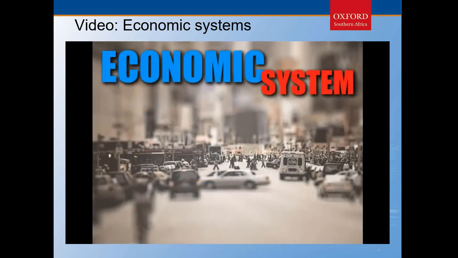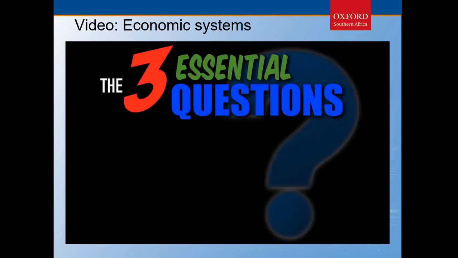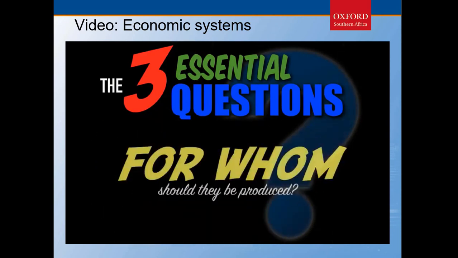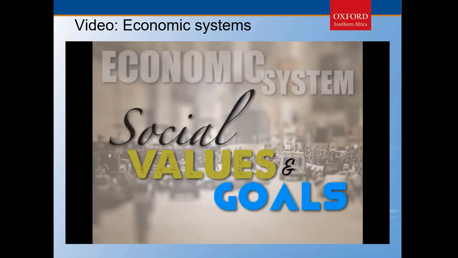An economic system is a mechanism used by a society to determine how to best allocate scarce resources. These various economic systems help to answer the 3 essential economic questions of what to produce, how should we produce it, and for whom should it be produced. And it will answer these 3 essential economic questions based on social values and goals. In other words, what does society want and what is it looking to achieve?